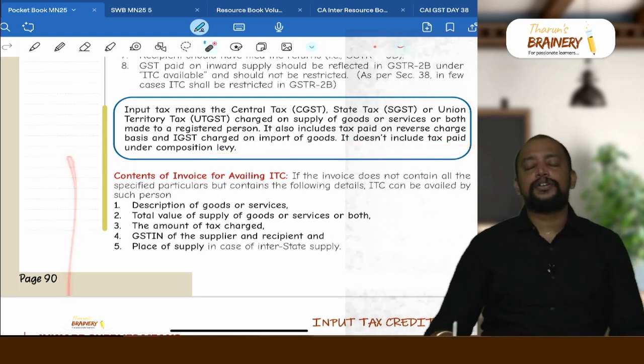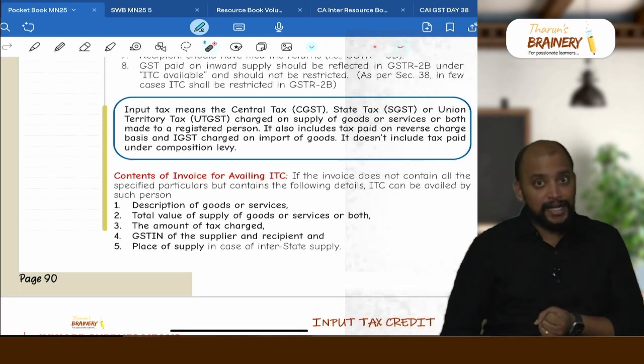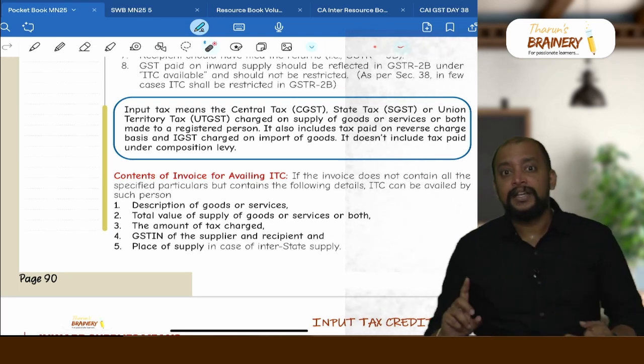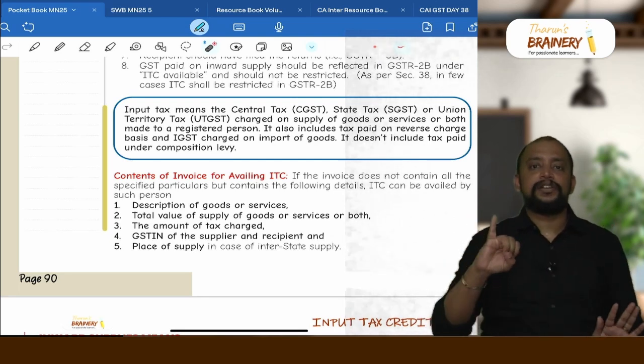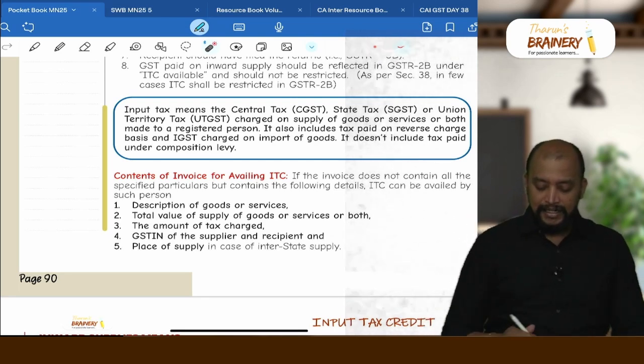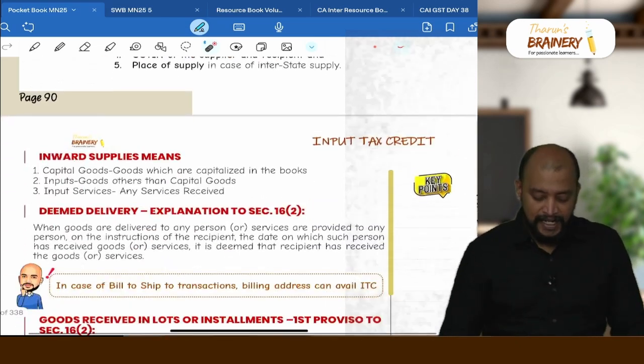Then what are the contents that should be there in the invoice to be called an invoice for availment of ITC? Number 1, GSTN of the supplier. Number 2, GSTN of the recipient. Then there should be description, value, tax, and place of supply if it is an interstate supply. These are the details that should be present. Then only the document will be called an invoice for availment of ITC.